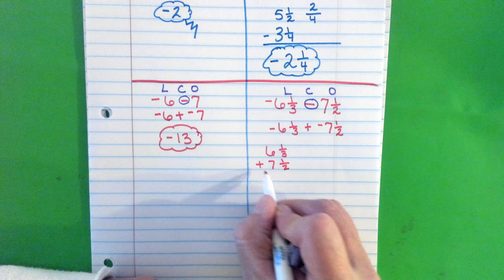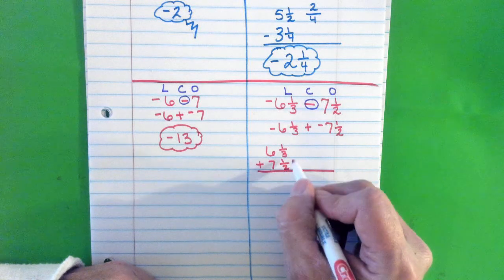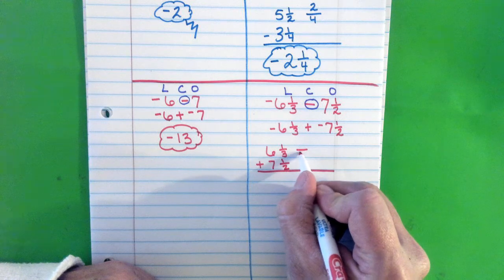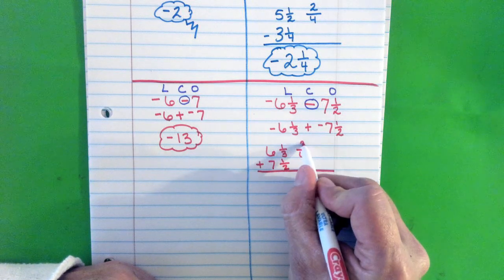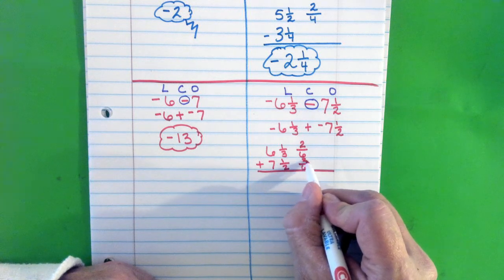Add them together. Adding, subtracting is easy, you'll see, but first you got to find your LCD. What's a common denominator that 3 and 2 can build to? 6. So 3 times 2 is 6. 1 times 2 is 2. Then the 1/2, 2 times 3 is 6, and 1 times 3 is 3.